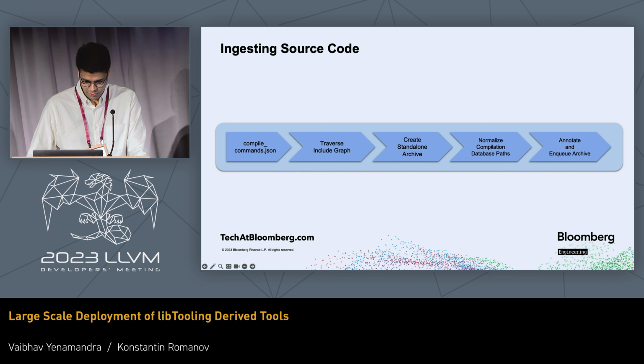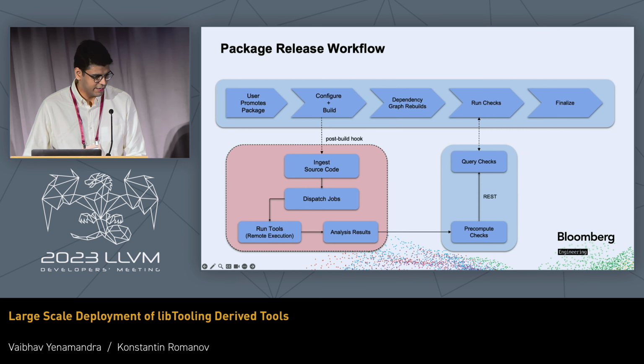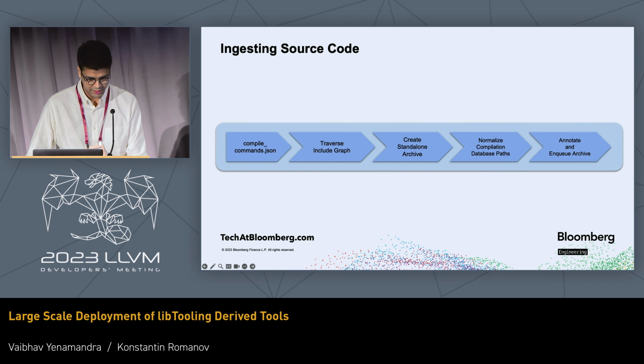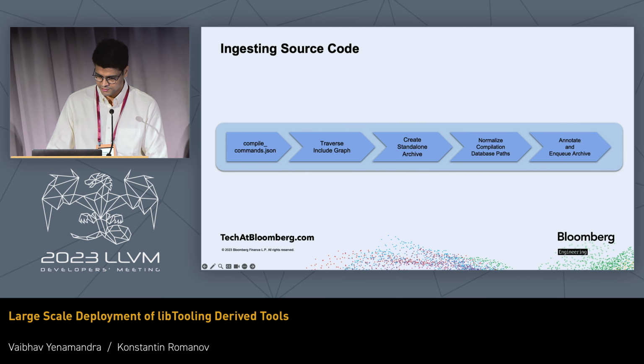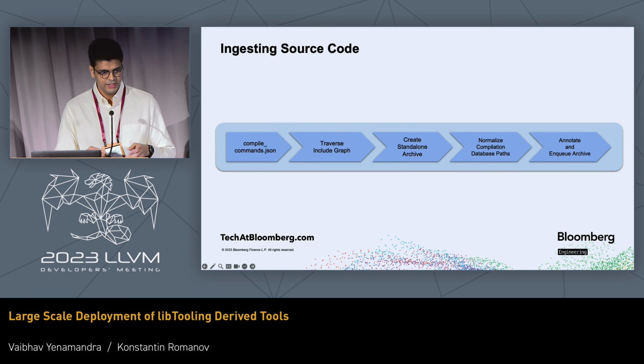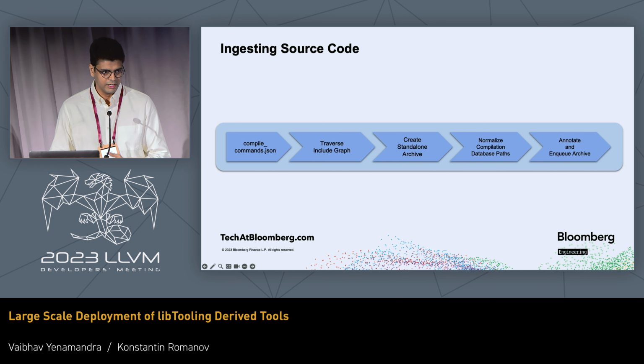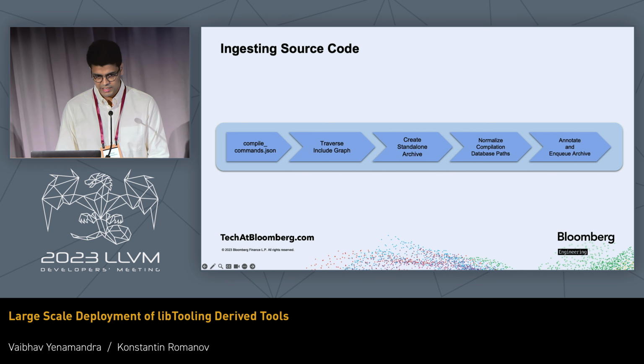So before this, we had an ingest source code box. So what's happening there? Let's zoom into it. I said earlier that we have all the information available at the post-build step. What I meant by that was we have knowledge on how to build each and every translation unit from the compile commands file, so that you know all the flags that are relevant to a C++ TU. And you also have access to all the source level dependencies of the package. For example, that would be the entire include graph.